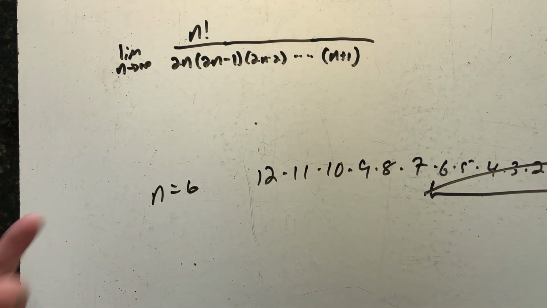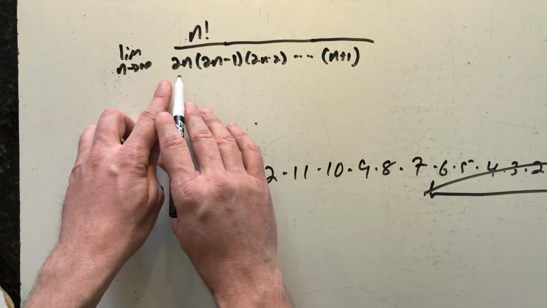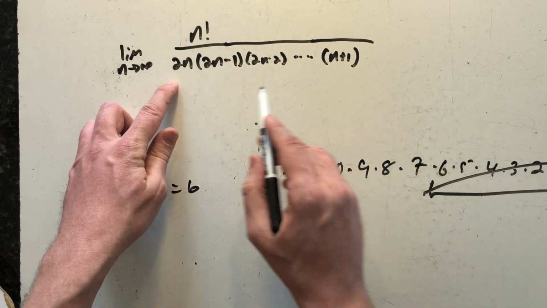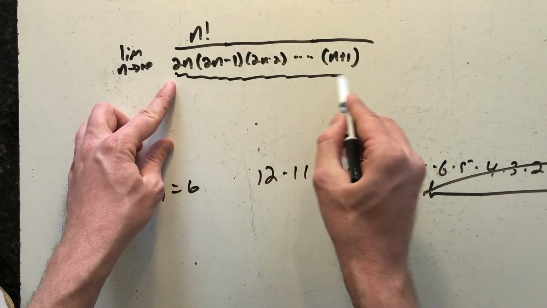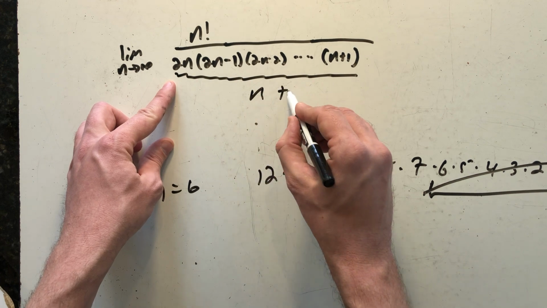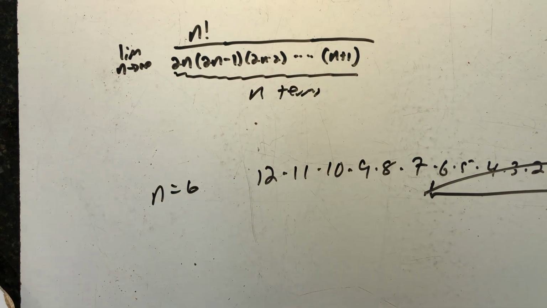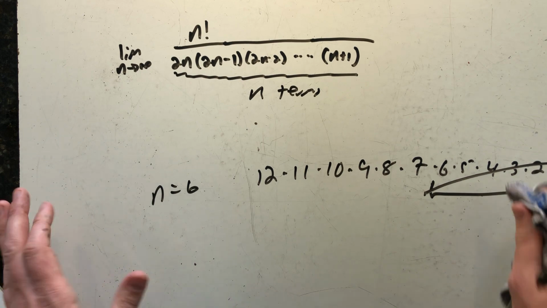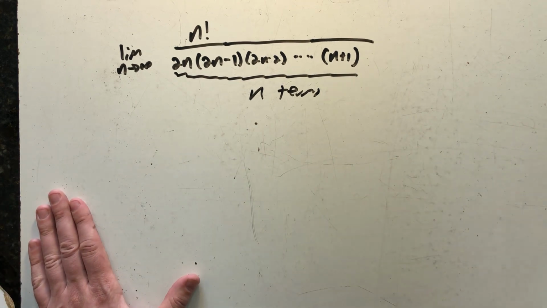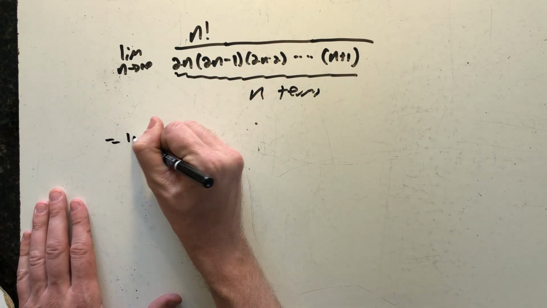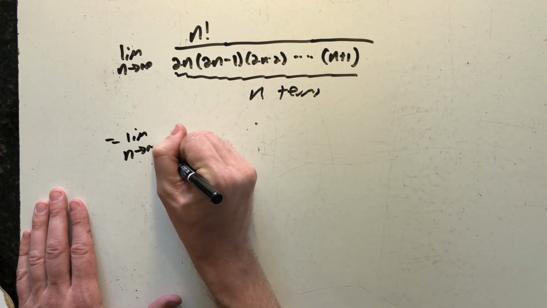So on top, I have an n factorial. On the bottom, I have a 2n going all the way down. But there are n numbers here. There are n terms on the bottom. Well, that n factorial on top, if I write it all out, also has n terms.